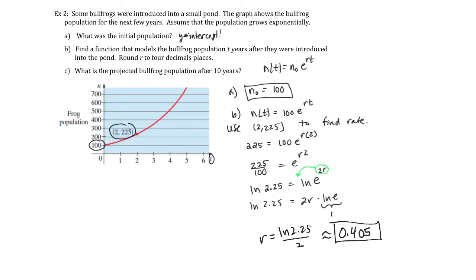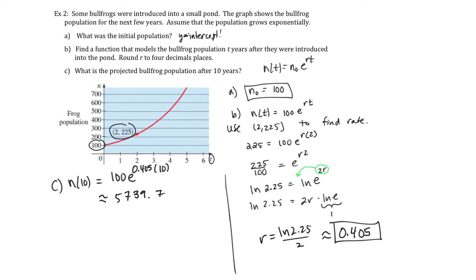And now part C, we need to know what the projected bullfrog population will be in 10 years. So let's see, in 10 years, we're going to have that initial population of 100 times e to the r. We just found that 0.405 times number of years is 10. And that gives us approximately 5,739.7.